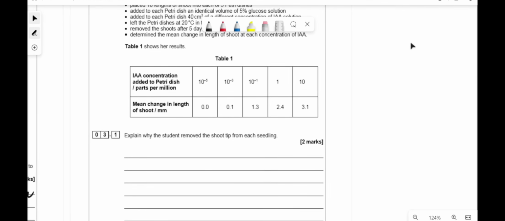A student investigated the effects of indole acetic acid, IAA, on the growth of oat seedlings, which are young plants. The student removed the shoot tip from each seedling and cut out a 10 millimeter length of shoot. They placed 10 lengths of shoot into 5 petri dishes, added to each petri dish an identical volume of 5% glucose solution, and added to each petri dish 40 centimeters cubed of a different concentration of IAA. They left the petri dishes at 20 degrees C in the dark and with their lids on for 5 days. They removed the shoots after 5 days and measured them, and they determined the mean change in length of shoot at each concentration. And here are their results.